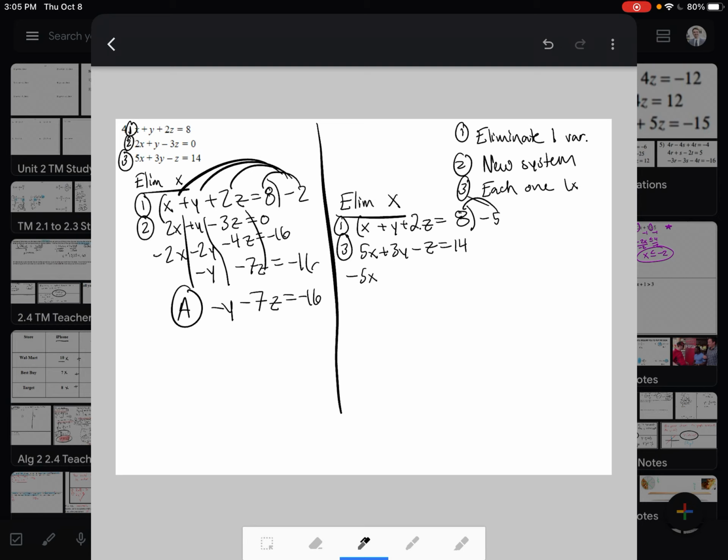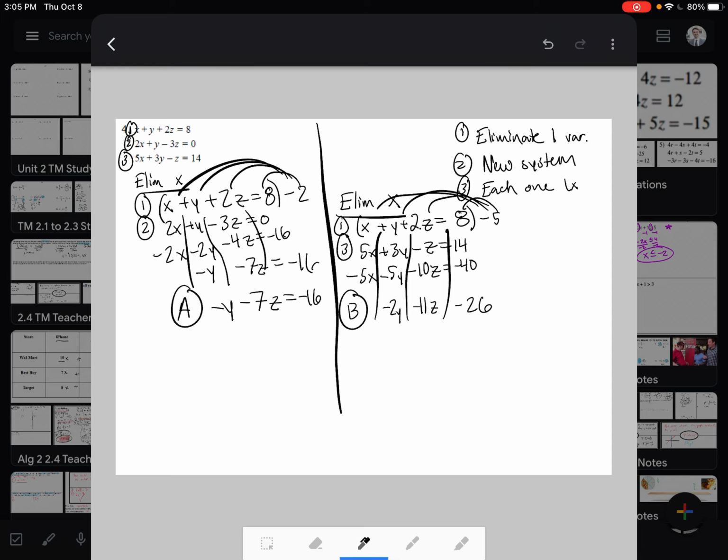So multiply the entire first equation by negative 5. We'll get negative 5x, negative 5y, negative 10z, and negative 40. Line them up again, straight up and straight down, and we'll see 0x, negative 2y, negative 11z, and then negative 26 is our answer there. Okay, so that's equation B.